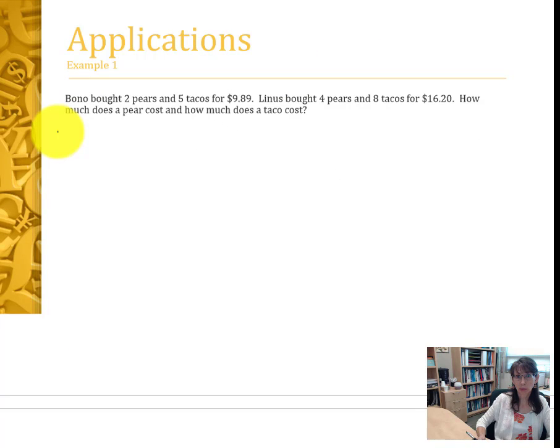We have some application problems that can be solved by setting up linear systems. So in our first example here, we have Bono, and he bought 2 pears and 5 tacos for $9.89. Linus bought 4 pears and 8 tacos for $16.20. How much does a pear cost and how much does a taco cost? So you might use the variable p for pears and t for tacos.